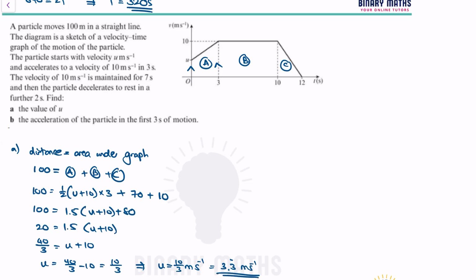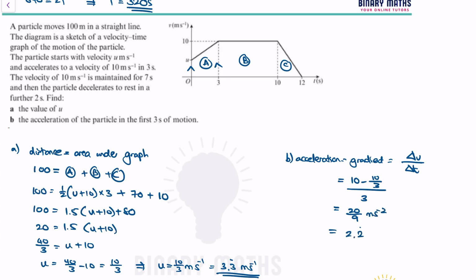B, the acceleration of the particle in the first 3 seconds of motion. So acceleration is equal to the gradient, which is equal to change in v over change in t. So remember, the final velocity is 10, the initial velocity is what we just worked out, which is 10 over 3, all over the number of seconds, which is 3 seconds, which works out to be 20 over 9 meters per second squared, which is 2.2 recurring meters per second squared.